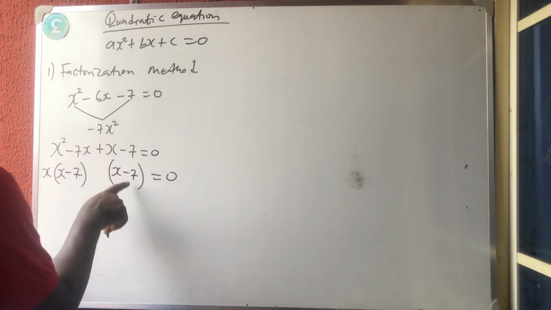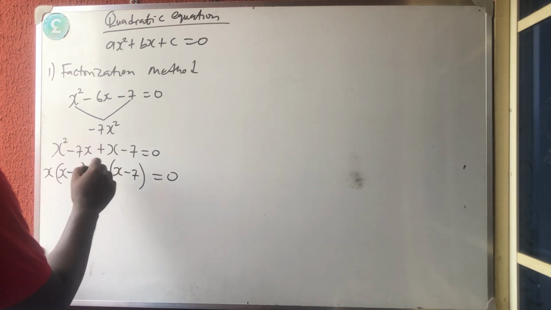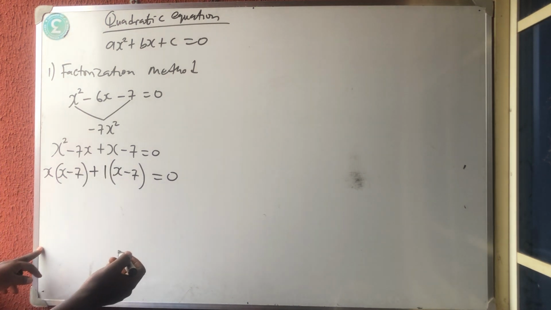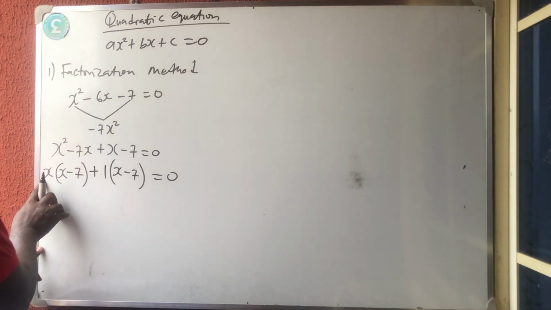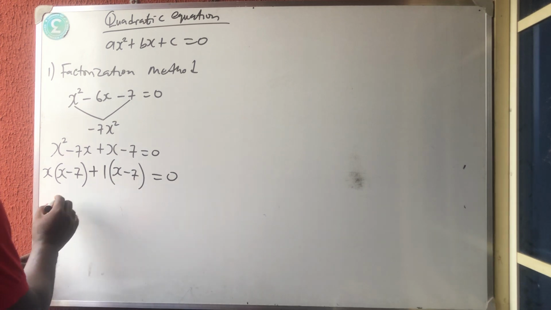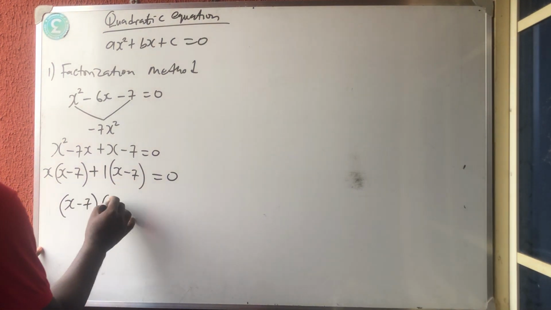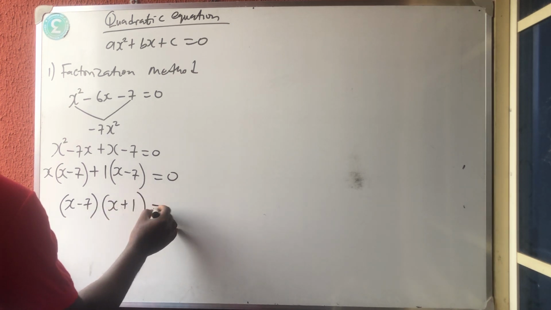Just say the last number divided by the last number. So minus minus is plus. 7 divided by 7 is 1. You have gotten what is outside. Now the next line: what is common between this line and this line? What is common is x minus 7. And the remaining thing is x plus 1, equal to 0.